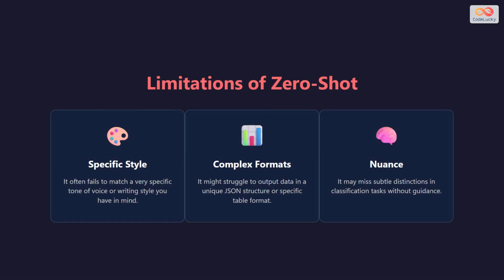However, zero-shot has limitations. If you need a very specific writing style, a complex data format, or nuanced decision-making, the model might guess wrong. Without examples, the AI defaults to its most generic training data, which might not match your specific needs.